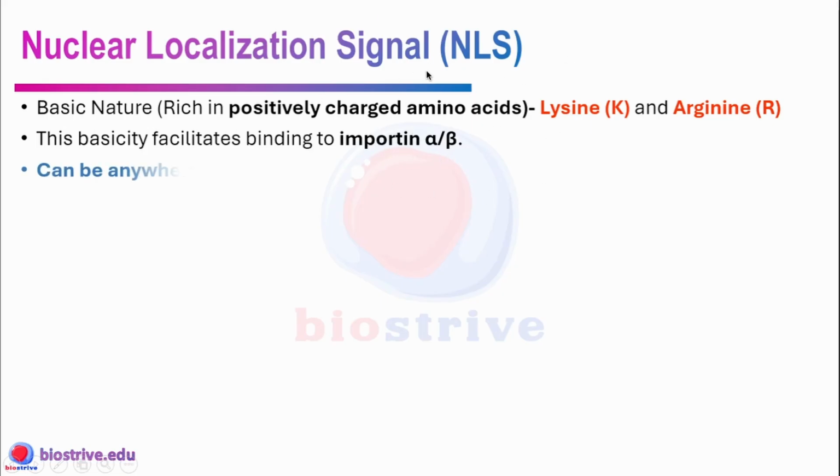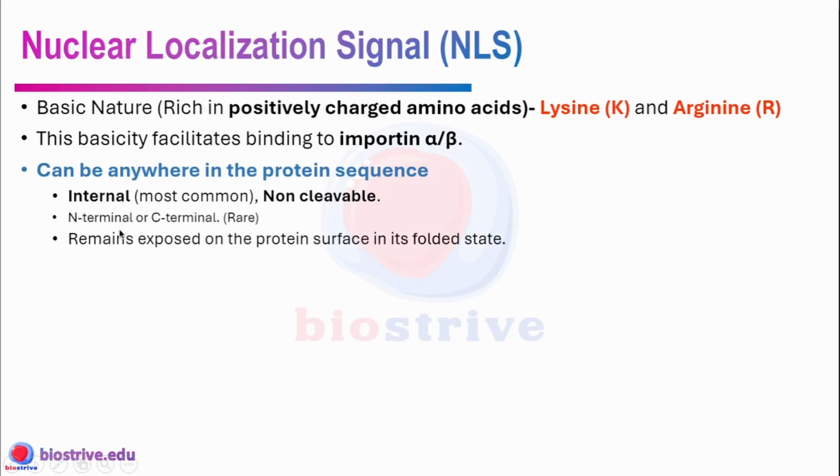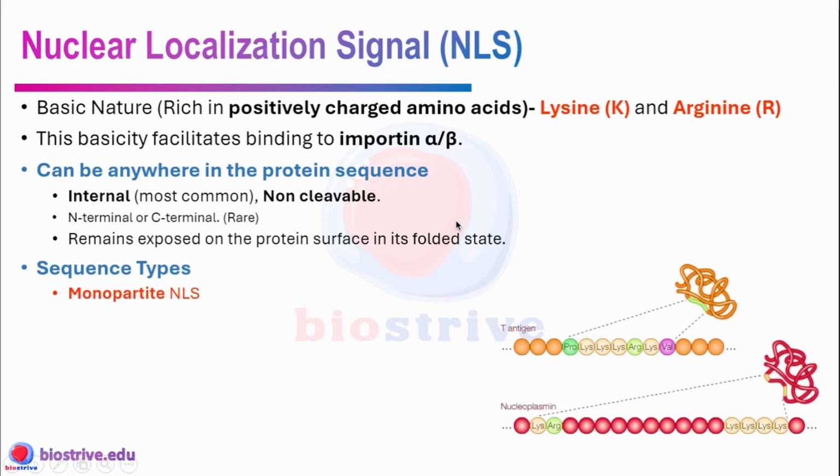this nuclear localization signal. It can be anywhere in the protein sequence, but mostly it is internal and non-cleavable. In some rare cases it can be N-terminal or C-terminal, but in almost all the cases, it remains exposed on the protein surface so that importins can recognize and bind with this sequence, and the process of translocation will continue. Talking about sequence types, it can be a monopartite or a bipartite sequence.